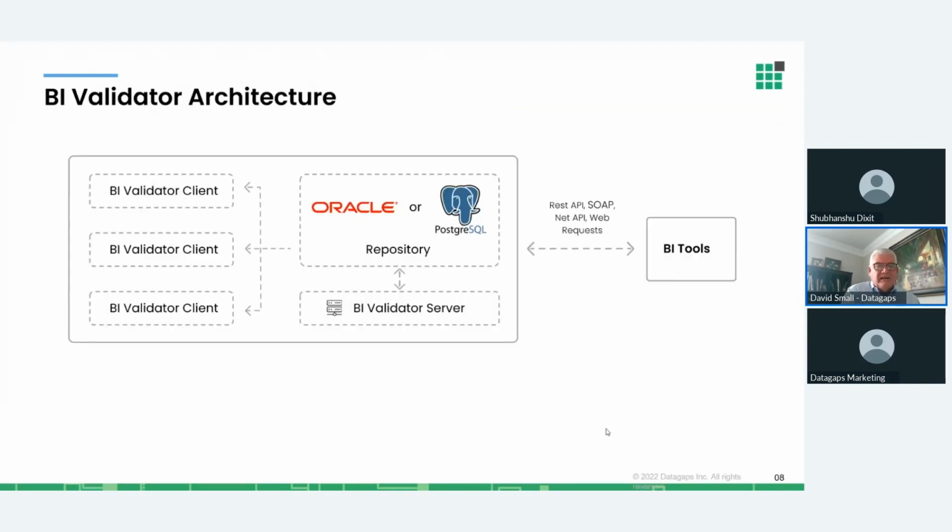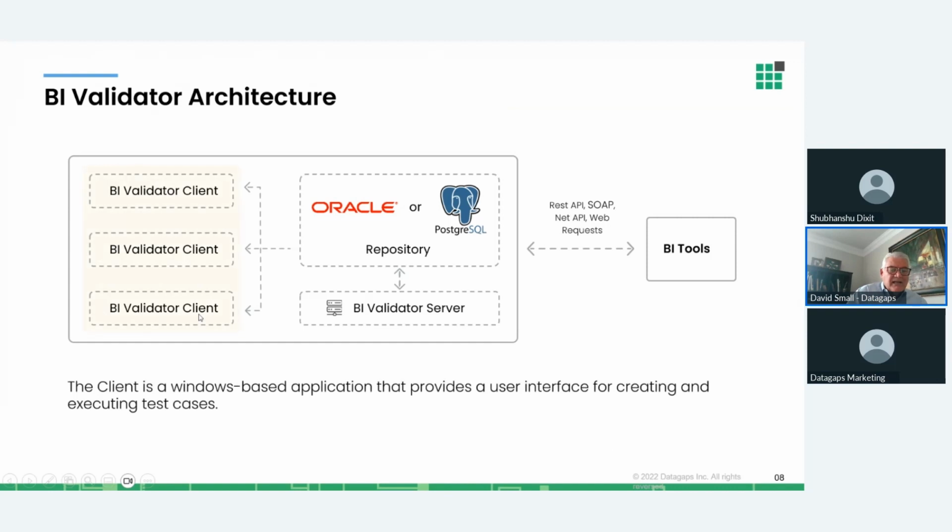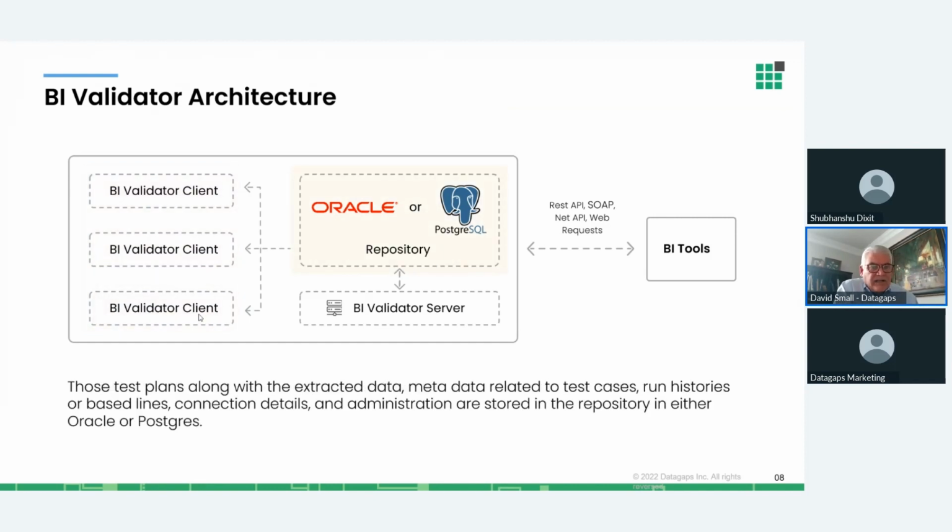So the BI Validator architecture looks like this. You interact with BI Validator in the client sitting on your desktop, and that's where you tell it which version of Tableau to connect to, which databases you might need access to. All kinds of information and interaction happens at the BI Validator client. That's where you create your test cases. That information gets stored in the Postgres repository. And that information might be things like metadata, sometimes extracted data, your connection details, run histories, all those kinds of things get stored in the repository.